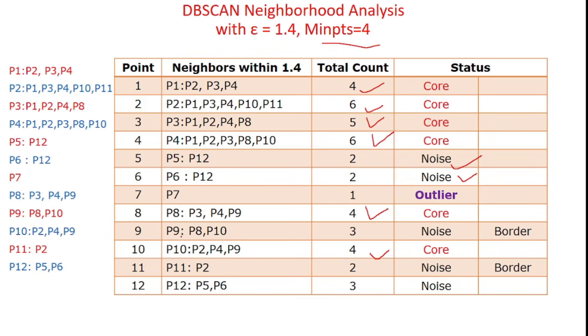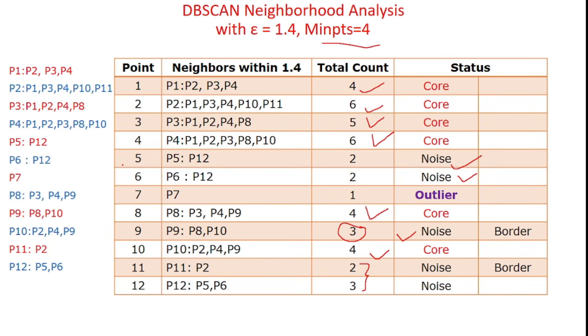For data point P9, there are two neighborhoods, P8 and P10. Even though you have 3 data points in that particular cluster, it is considered noise. For P11 again it is 2, and for P12 it is 3, so you consider both as noise. Out of these, you have 5 noise points and 6 cores. We can skip the cores, there is no issue with the cores, and there is no issue with the outlier, but some noise points may be border points. So we need to check.